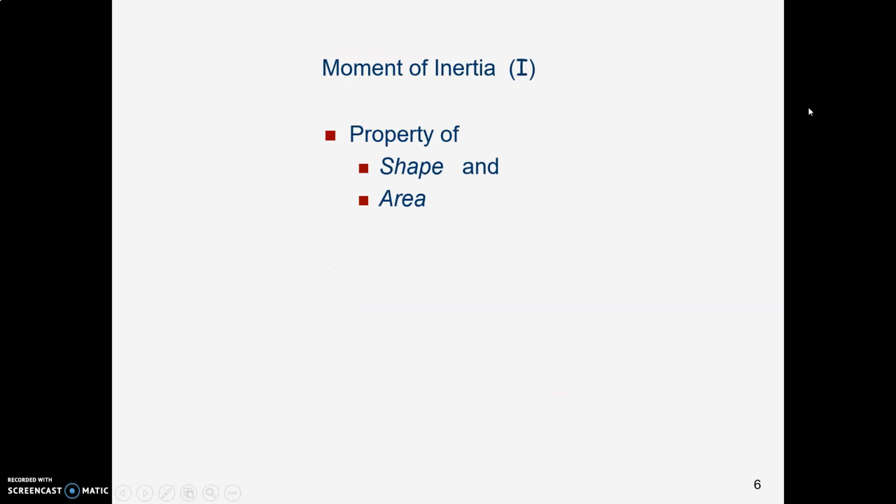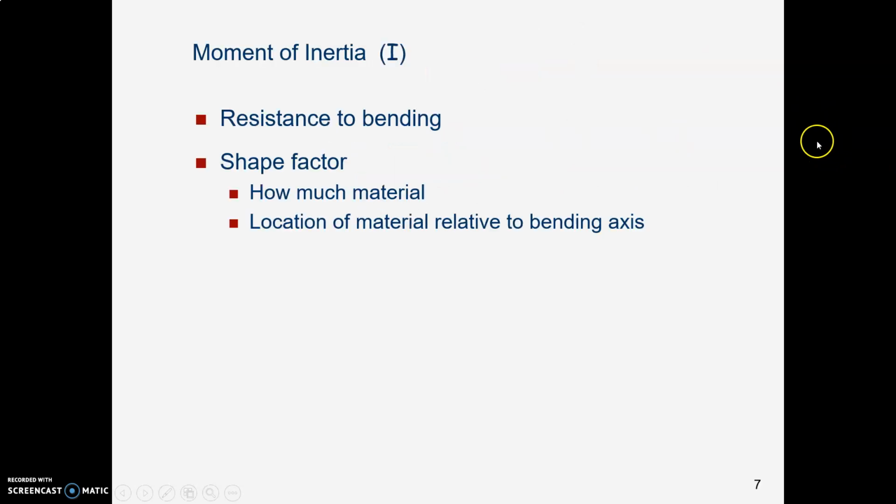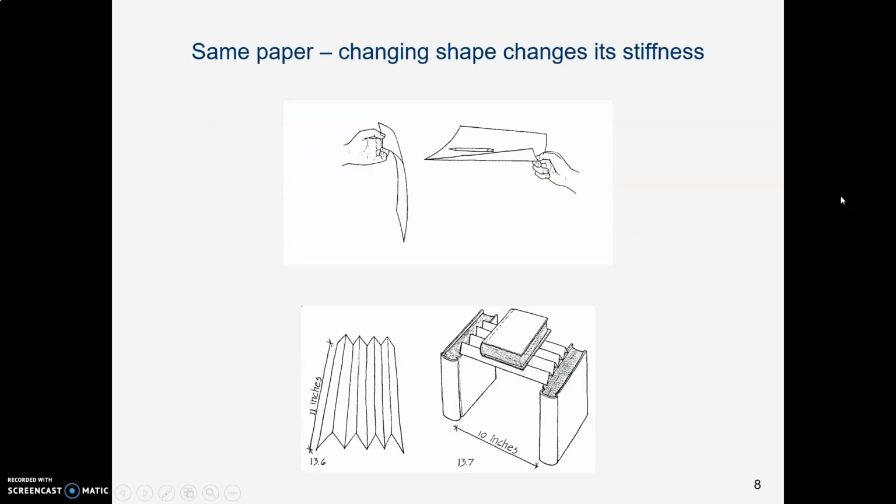So moment of inertia is a property that combines what shape the thing is and how big its area is. And it's all about resisting bending. It's all about stiffness of a shape. How much material is there and how far is it away from the bending axis?